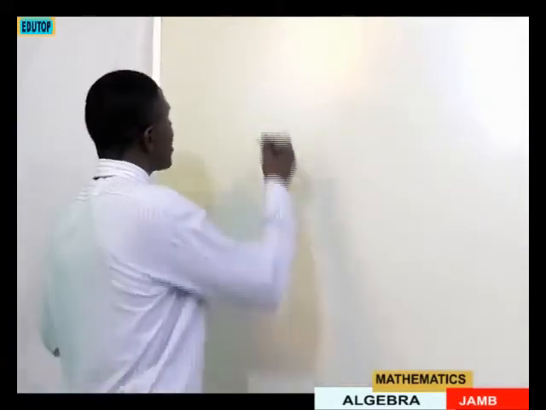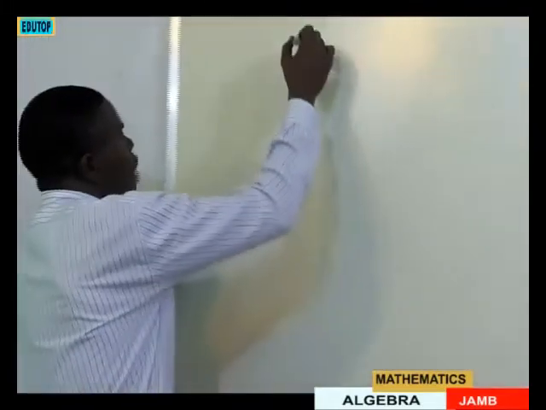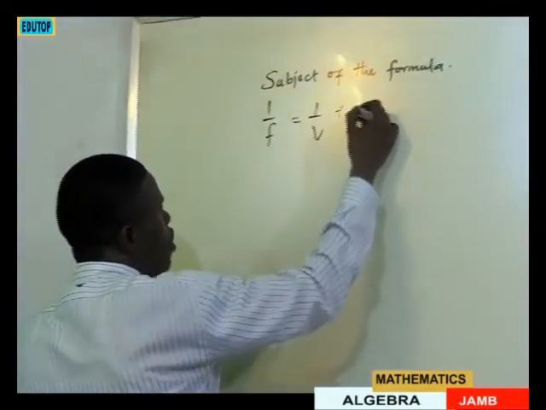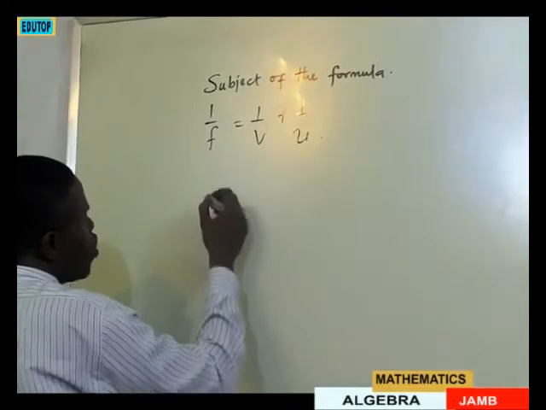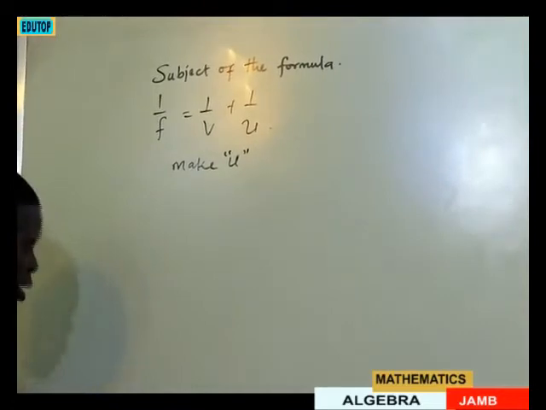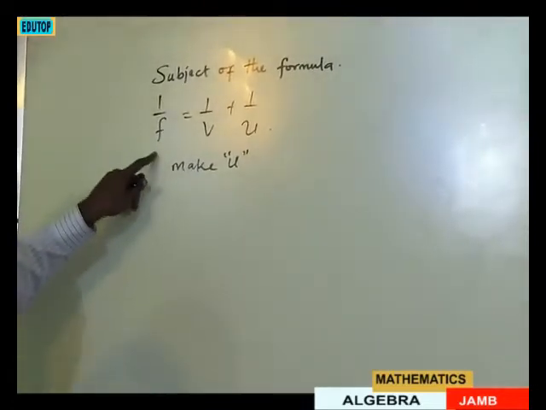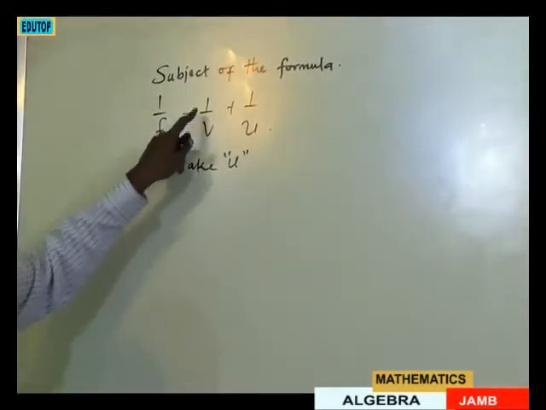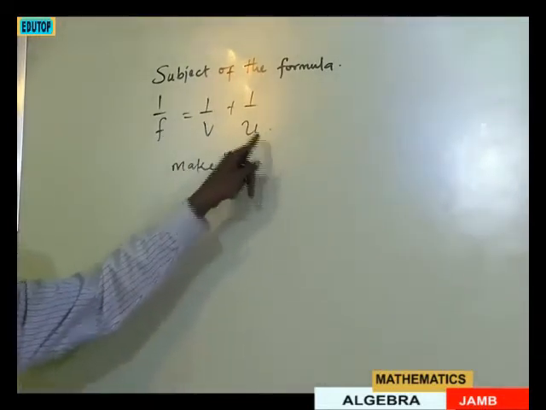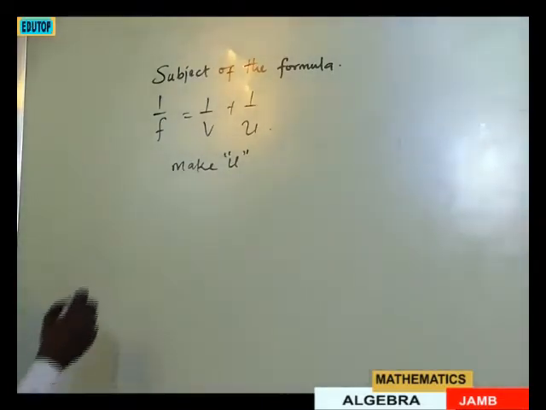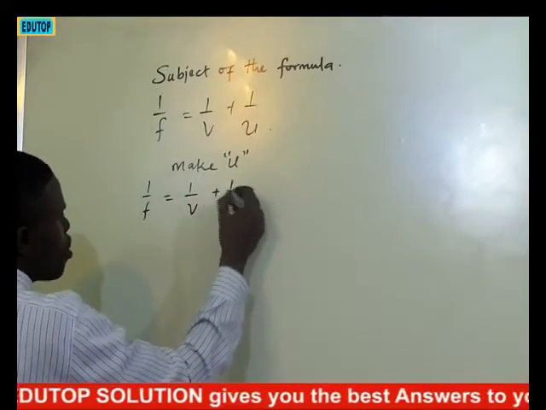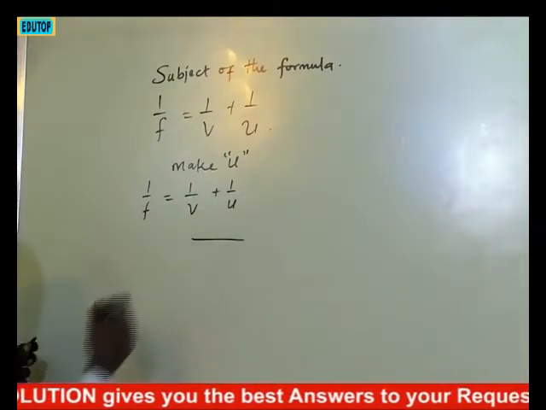So when we talk about subject of the formula, in a situation where you have your formula 1 over f equals 1 over v plus 1 over u, and the question asks you to make u the subject of the formula. In this situation, if you look at what we have, 1 over f equals 1 over v plus 1 over u, and we are asked to make this u the subject of the formula. How do we go about it? So we can look for the LCM of this.